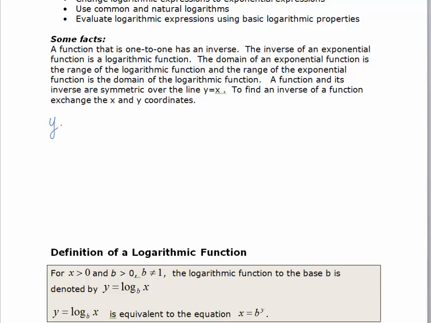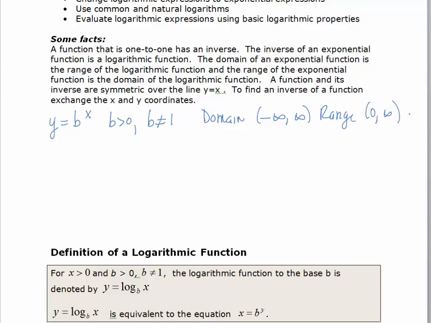And so we're first going to start off by just writing down the exponential function, right? y equals b to the x, where b is greater than 0 and b cannot equal 1. And just a reminder of what the domain for the exponential function is. It's all real numbers. The range is from 0 to infinity.